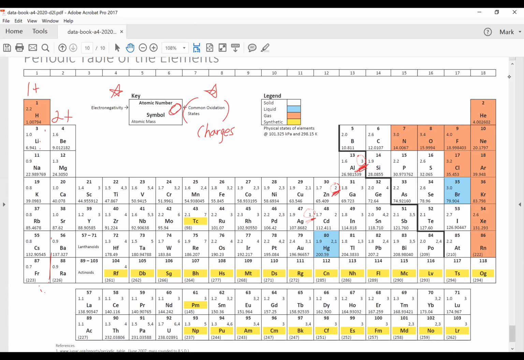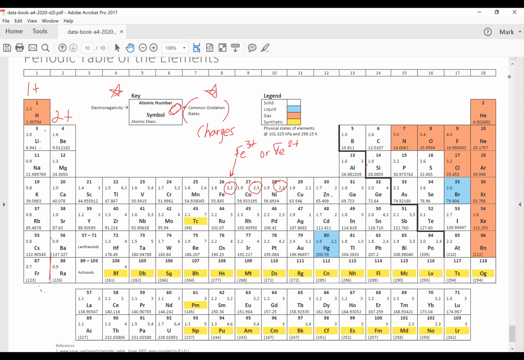Now some of the metals in the periodic table will require Roman numerals in the name, like iron, cobalt, nickel. What this number means is that iron can be iron 3+ or iron 2+. The 3 comes before the 2 because the 3 is more common. The order of the numbers doesn't mean anything outside of that.